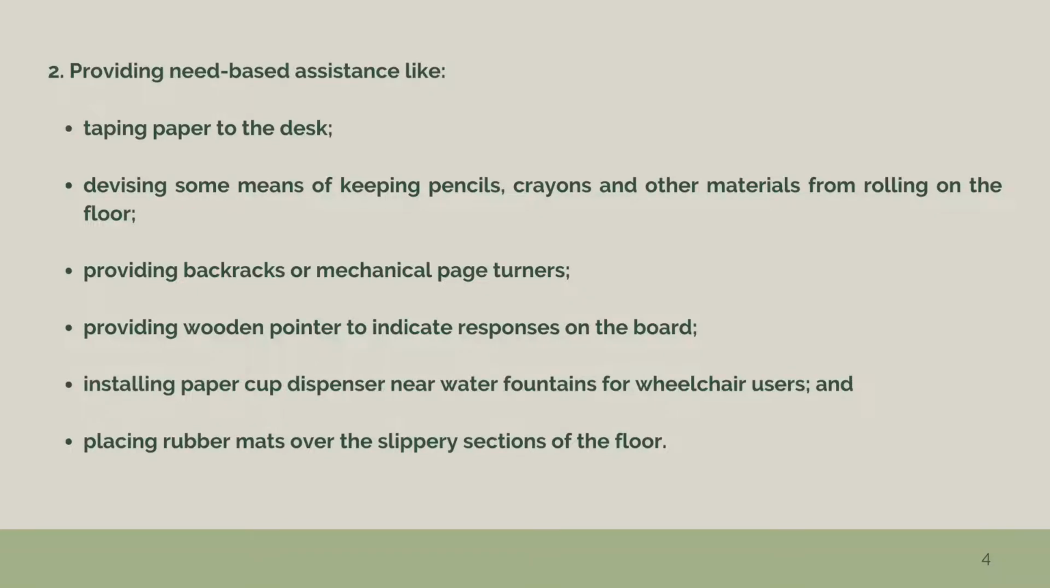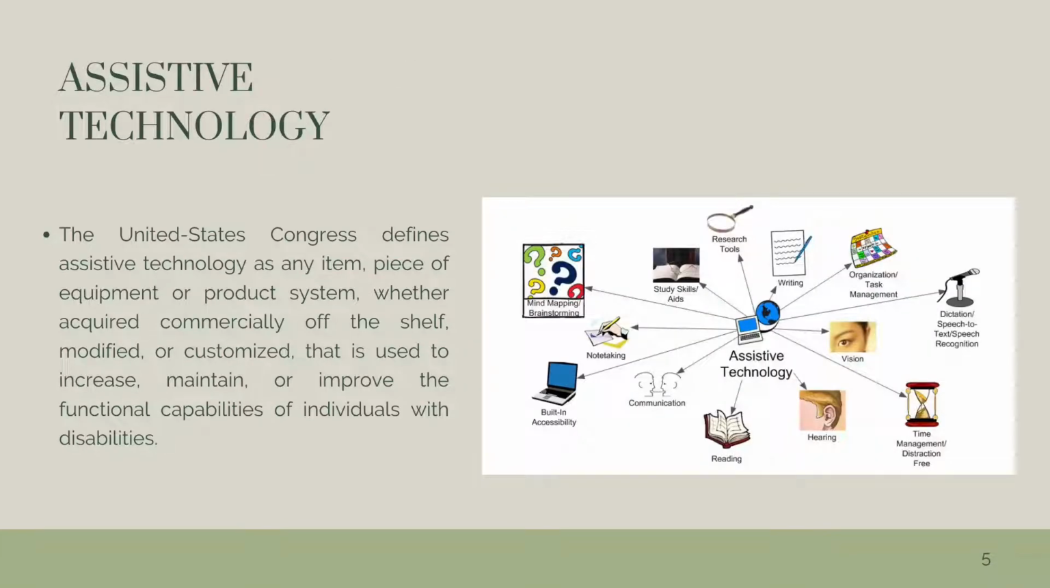Assistive technology. The United States Congress defined assistive technology as any item, piece of equipment, or product system, whether acquired commercially off the shelf, modified or customized, that is used to increase, maintain, or improve the functional capabilities of individuals with disabilities. So students use assistive technology so that they can access the same educational opportunities as their peers.